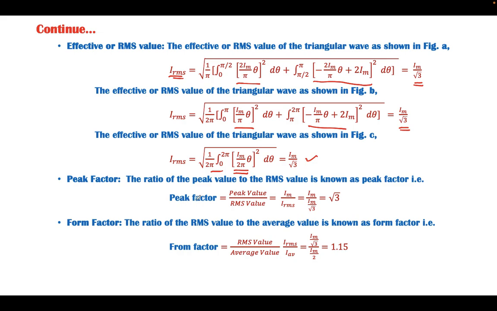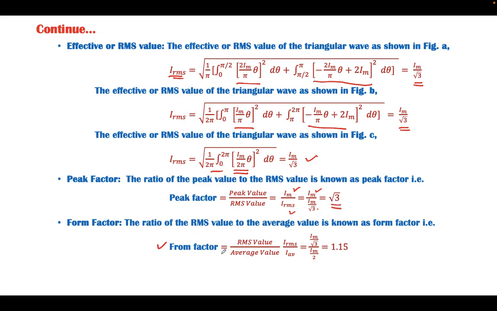In this case, the peak factor by definition is the peak value upon the RMS value, where the peak value is Im and the RMS value is Im by root 3. The peak factor for this triangular wave is root 3, whereas for the sine wave it was root 2, and for the square wave it was 1.